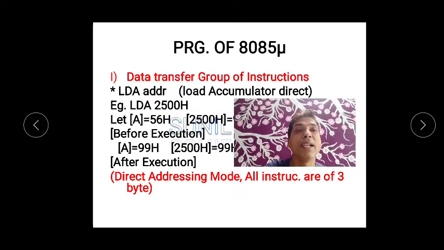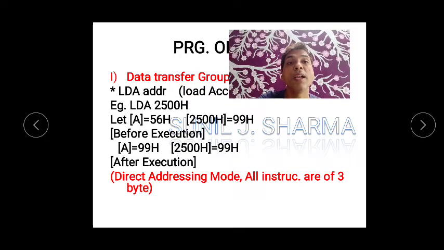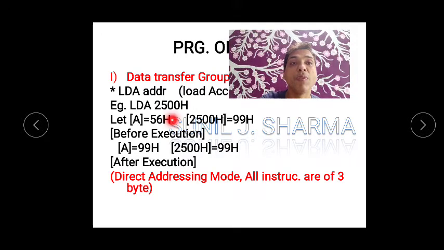Now what do we mean by LDA? LDA stands for load accumulator direct. Here you can see that with LDA we also have an address. So LDA 2500H. What is 2500H? This is an address. The contents of the accumulator are 56, and the contents at that memory location, which is mentioned as the operand, are 99H. So this is the before-execution scenario.